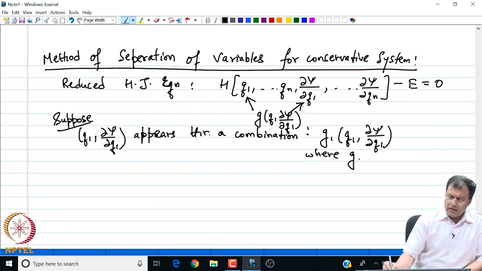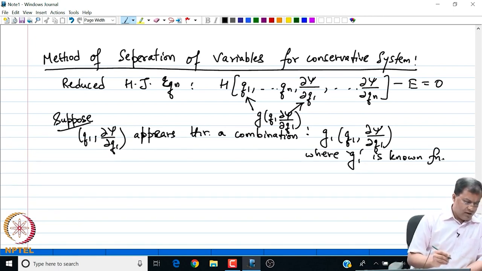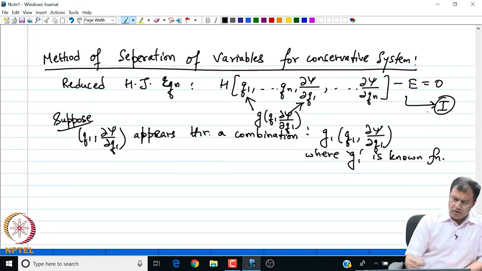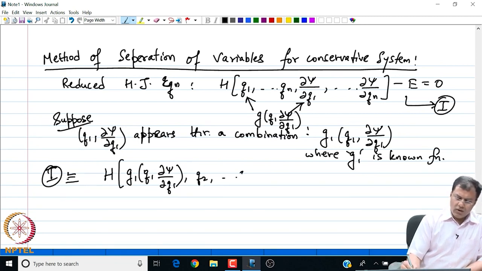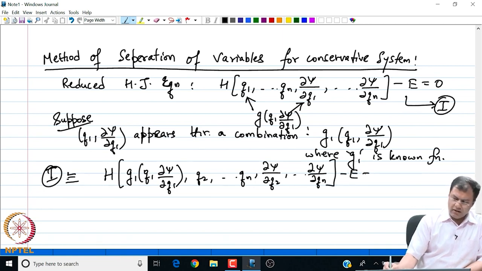Where g 1 is a known function. So, now let me call this equation 1. So, 1 now is identical to the following form. So, this is h of g 1 of q 1 comma del psi del q 1, right, comma q 2 to q n comma del psi del q 2 comma del psi del q n, minus E is equal to 0, right?